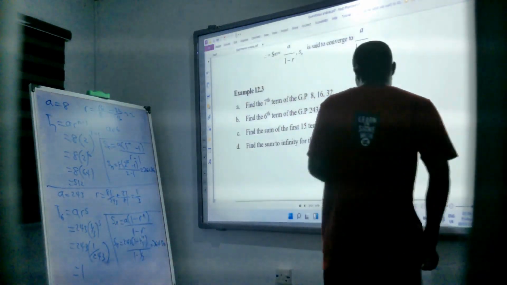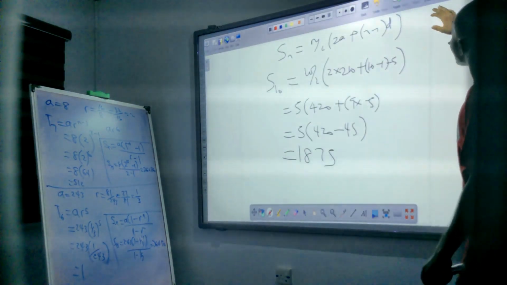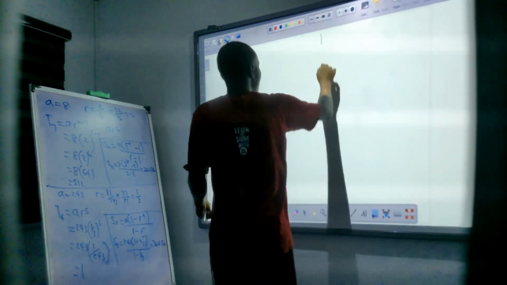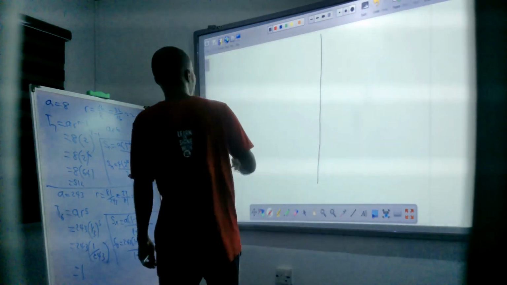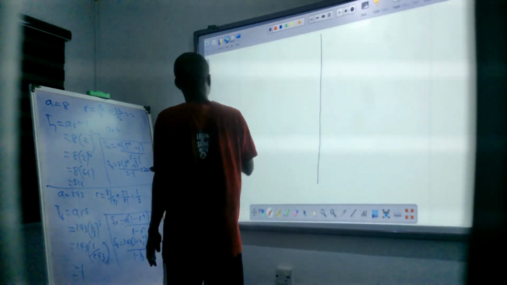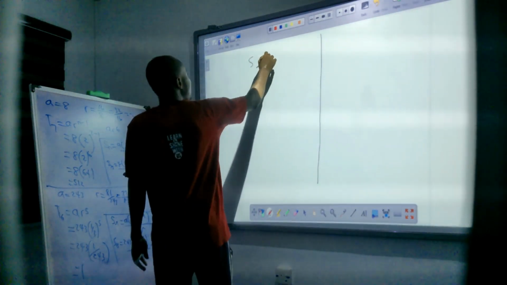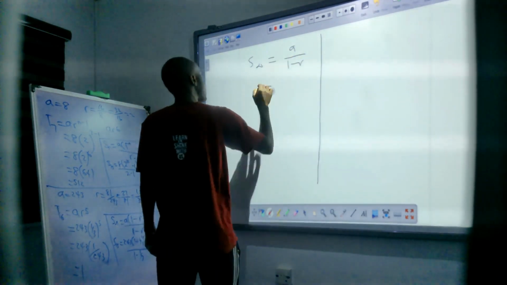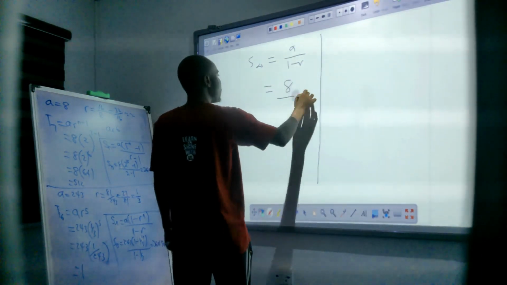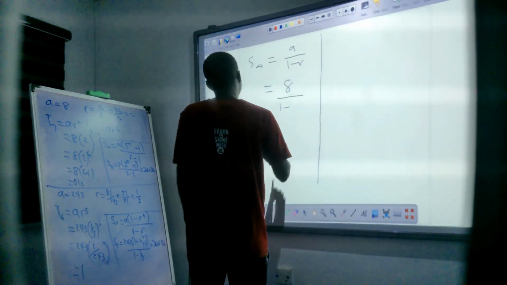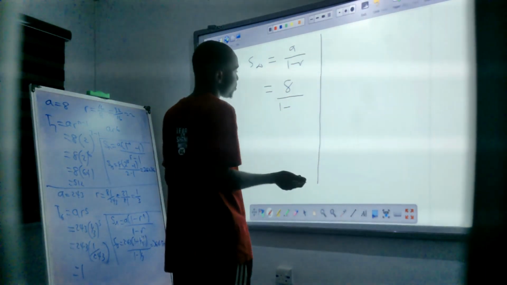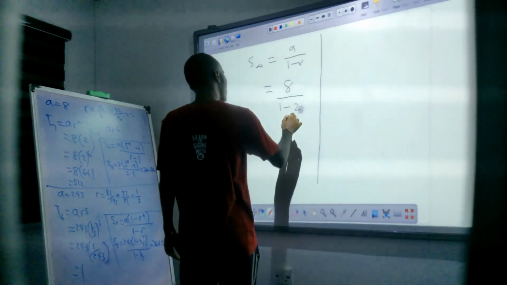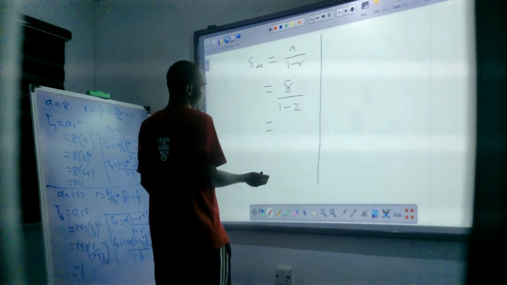Now the last one says, find the sum to infinity for A and B. Sum to infinity. Let's do that. We use the board to solve that. I don't want to rub out the question. For the first one, our sum to infinity is given as A over 1 minus r. For the first, A is 8 over 1 minus, no, sum to infinity for the first one is not possible because r is not less than 1.